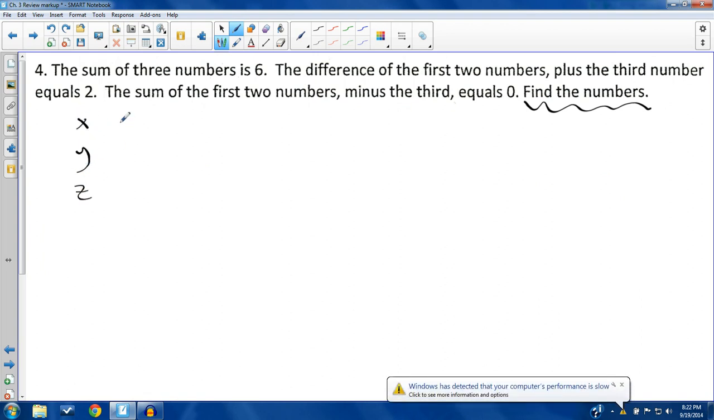Now, I don't know what to define them as. I don't want to call them just first number, second number, third number. Because normally they don't say that. Normally they'll say smaller number, middle number, bigger number.